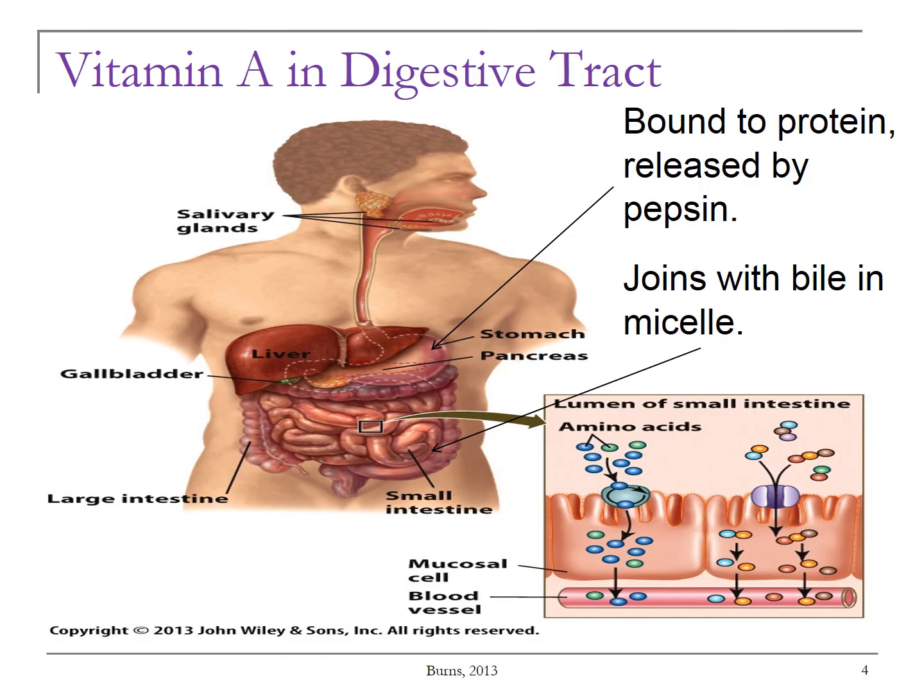Both preformed vitamin A and the carotenoids are bound to proteins in food. To be absorbed, they must be released from the protein by pepsin in the stomach. In the small intestine, the released retinol and carotenoids combine with bile acids and other fat-soluble food components to form micelles, which facilitate their diffusion into the mucosal cells.